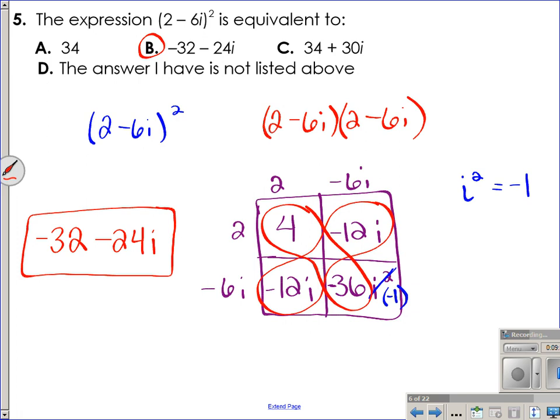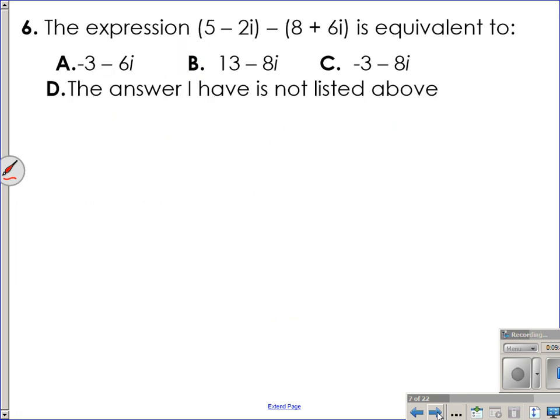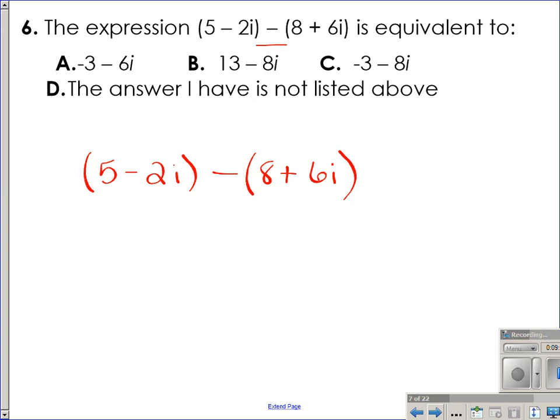Okay? Number 6. Here you should notice the minus sign between them. So again, we're going to be combining like terms like we did with number 1, but the minus sign gives us one extra step. We have to make sure that that minus sign gets distributed to both of the terms in the second polynomial. So I'm going to rewrite this now. 5 minus 2i stays as is. And then we have minus 8 minus 6i.